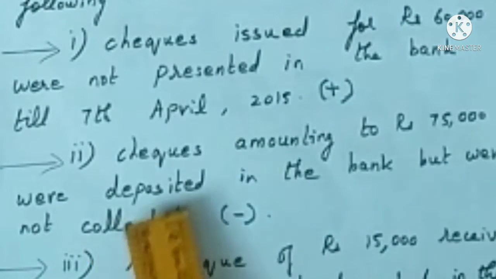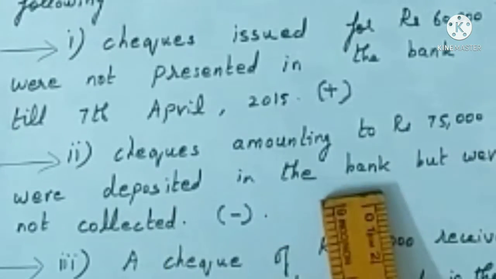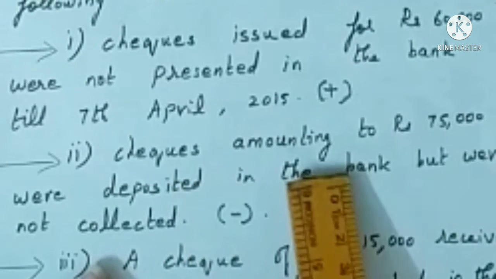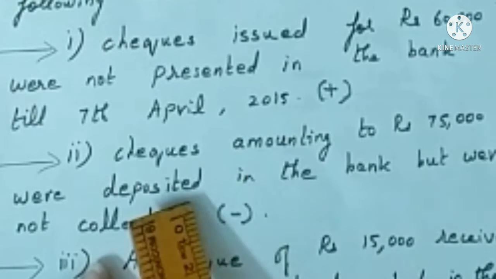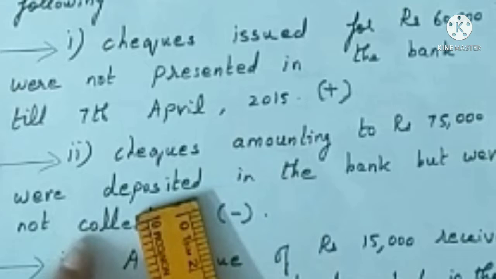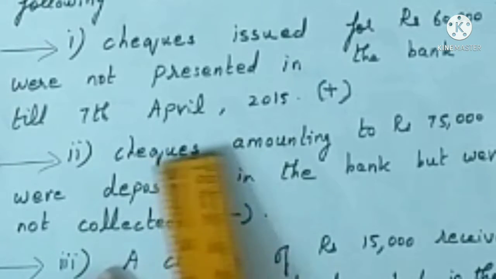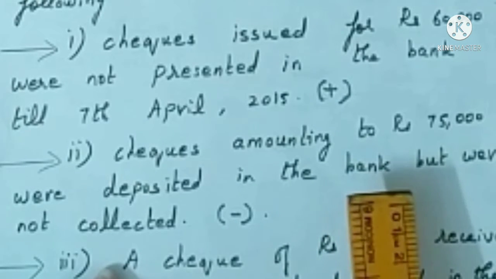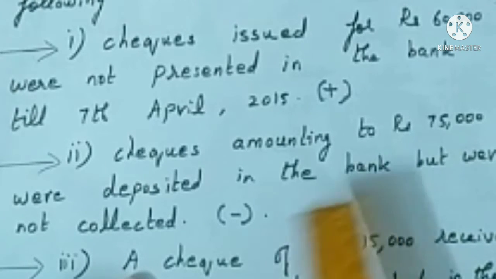Okay, next one. Checks amounting to rupees 75,000 were deposited in the bank but were not collected. Listen carefully. So checks are deposited, so we will immediately record in our cash book. Rupees 75,000 will be recorded in our cash book. What is happening for the cash book now? Now the cash book balance is increasing, but it is not recorded in the passbook because it is not presented for payment by the bank. So the passbook balance is decreasing.